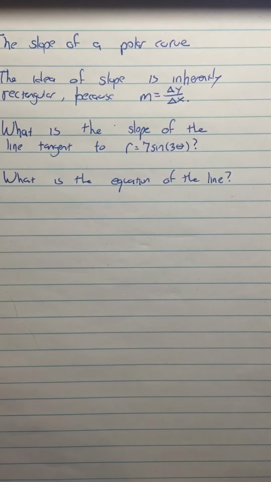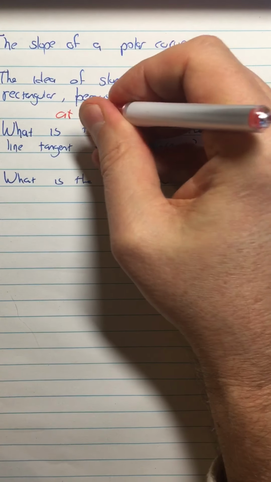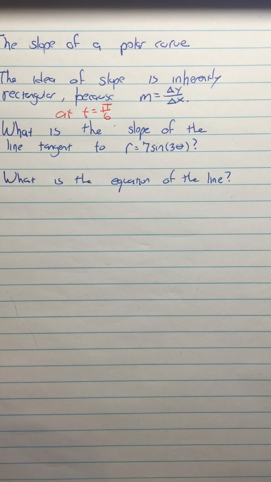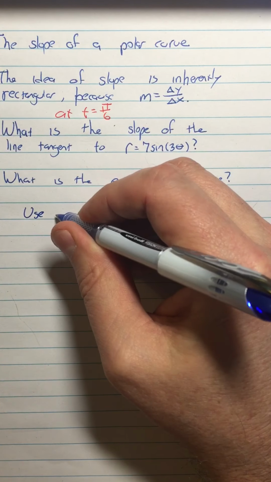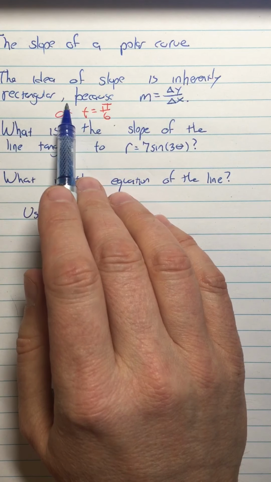We need to say at theta equals pi over 6, because it depends on what theta equals, which happens to be that maximal extent of the floral petal, the roseate petal, if you will. All right, so here's what we do. In order to do this, we use theta as a parameter. So the problem is this. The idea of slope is inherently rectangular.